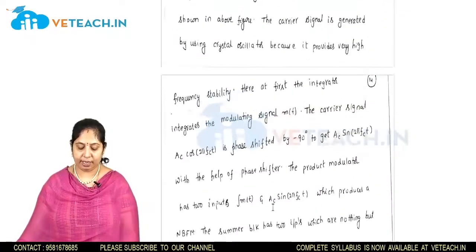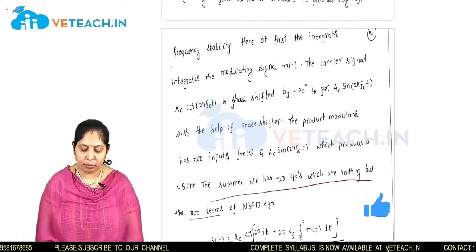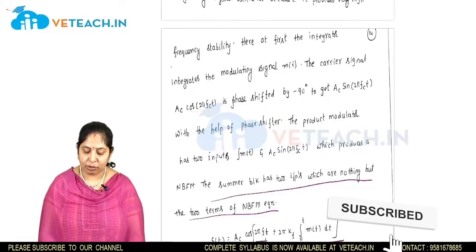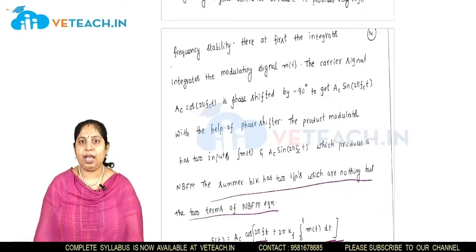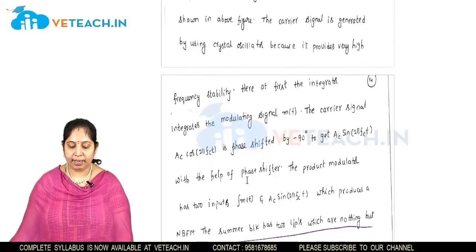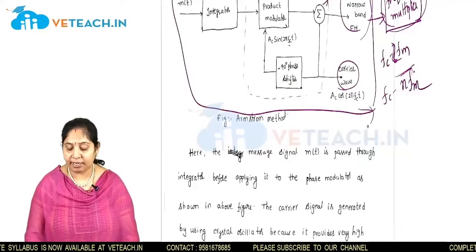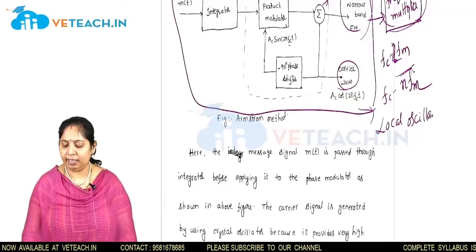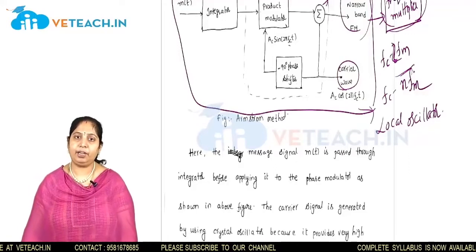This is the description. The summer block has two inputs, which are the two terms of narrowband FM. What are the two terms of narrowband FM? One is 2 pi fc t, and the other is 2 pi kf integral 0 to t of m(t) dt. And how do we generate the carrier wave? Remember, a carrier wave can generally be generated by means of a local oscillator. We have different oscillators.